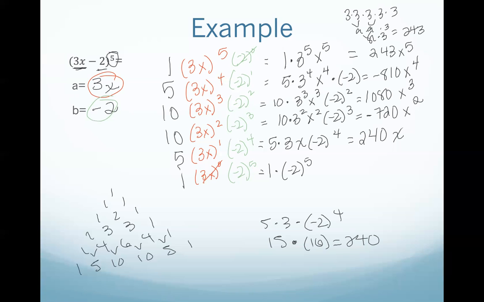If you're wondering how I'm getting these numbers, I'm just multiplying. I'm following order of operations. And then lastly, negative 2 to the fifth is negative 32. Put it all together, and we get that 3x minus 2 to the fifth equals 243x to the fifth minus 810x to the fourth plus 1080x cubed minus 720x squared plus 240x minus 32.